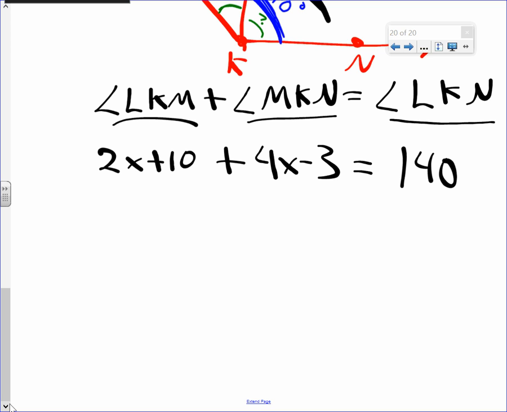Yeah, so this looks familiar. This kind of looks like Math 1, junior high stuff. How can I get x by itself? Please help me before I cry.